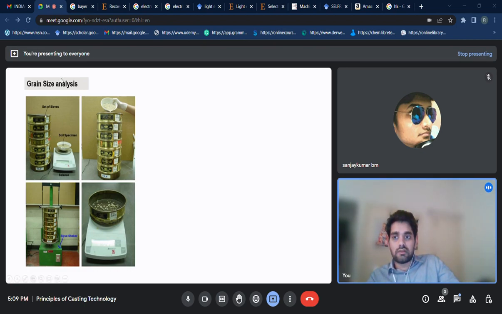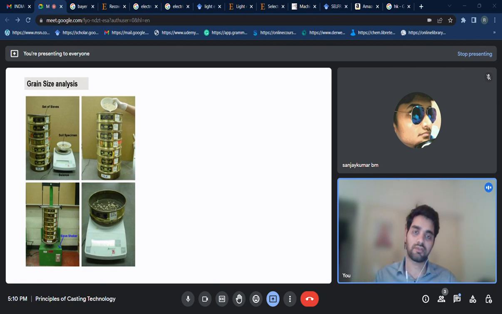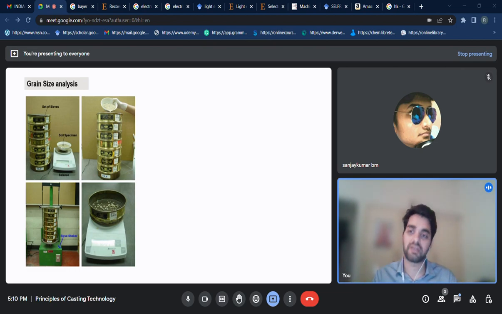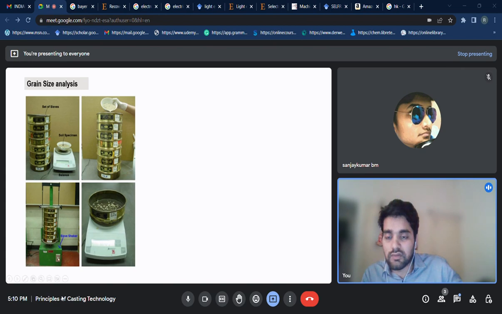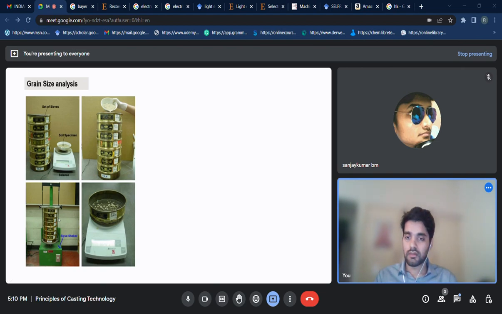So this is how a sieve set is arranged, with the coarsest sieve located at the top. There are sieves of different sizes placed on it. Suppose I know my particles are below 1 mm, and this one is the 1 mm sieve. Generally the rule is that each next sieve is root 2 times smaller than the previous one. So the second sieve is 1 mm divided by root 2, that many mm or microns.